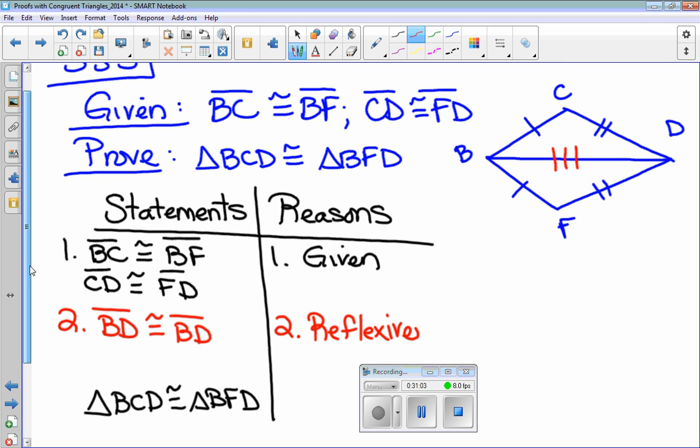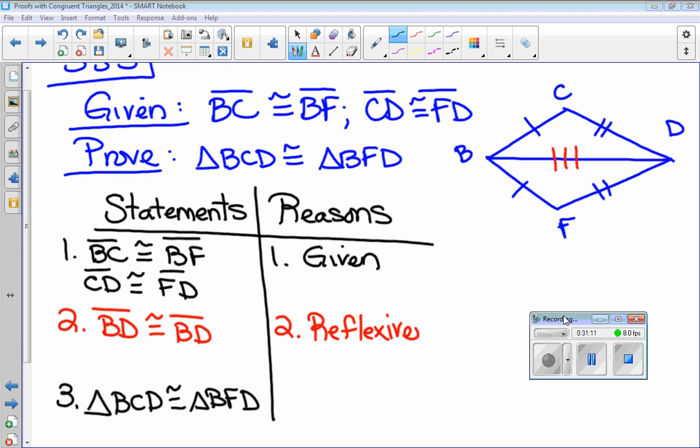Now do I have enough information to say that they're congruent? Sure. So we'll just go ahead and label that step 3. At reason 3, what's the reason that the triangles are congruent? Side, side, side. Well, we knew it was going to be side, side, side because that's the section of your foldable that I told you, right? We knew that was going to be it. A quick 3-step proof. Nothing more, nothing less.